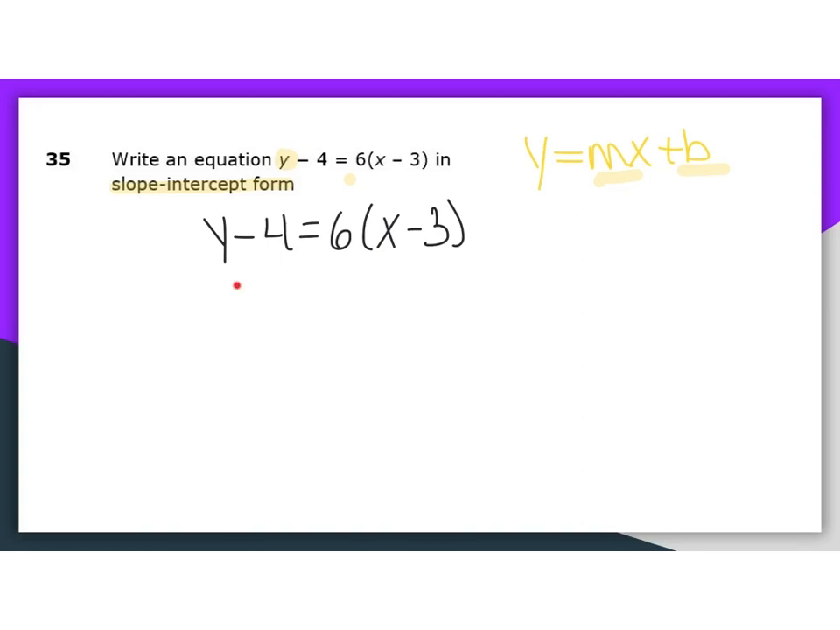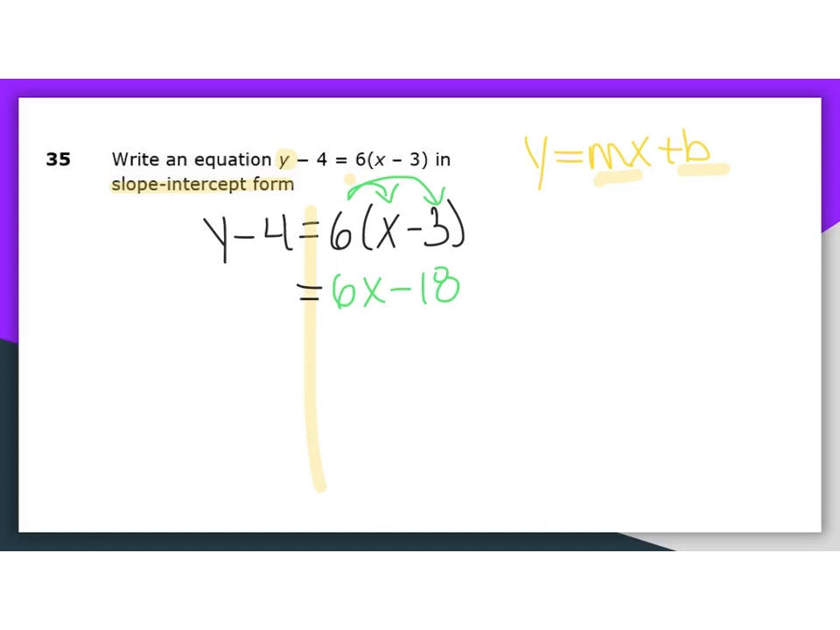Okay, so we want to get the y by itself. So our first step that I recommend you do is to go ahead and draw a line through the equal sign. This is just to reinforce whatever you do to one side, you have to do to the other. And then we need to go ahead and distribute. So this is 6 times x, which is 6x. And then 6 times negative 3, which is negative 18.